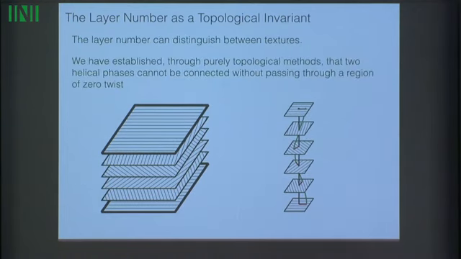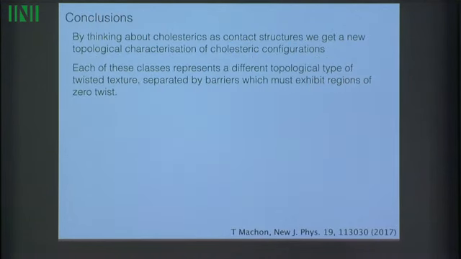Okay, so we've established through purely topological methods that two helical phases cannot be connected without passing through a region of zero twist. And so I guess I have some conclusions about this. By thinking about Cholesterics as contact structures, we get a new topological characterization of their textures, of their configurations.